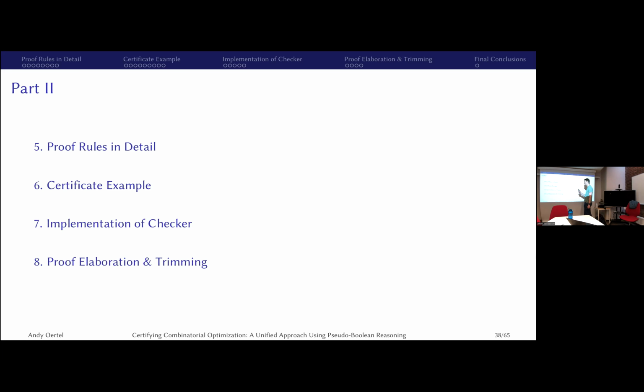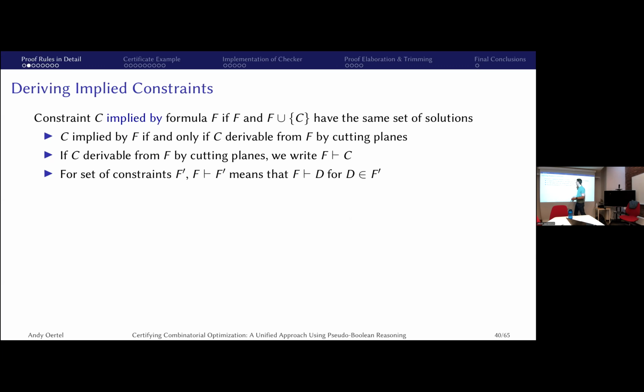But first, let's take a step back and add implied constraints. These are the constraints that do not change the set of solutions. A constraint is implied by a set of constraints F if both F, and F union the new constraint, have the same set of solutions. Cutting planes is implication complete, so we know that if a constraint is implied, then it's derivable by cutting planes from this set F.